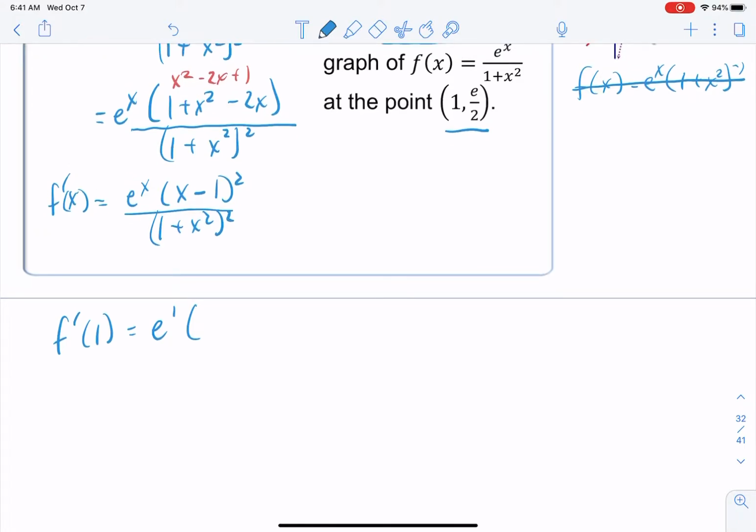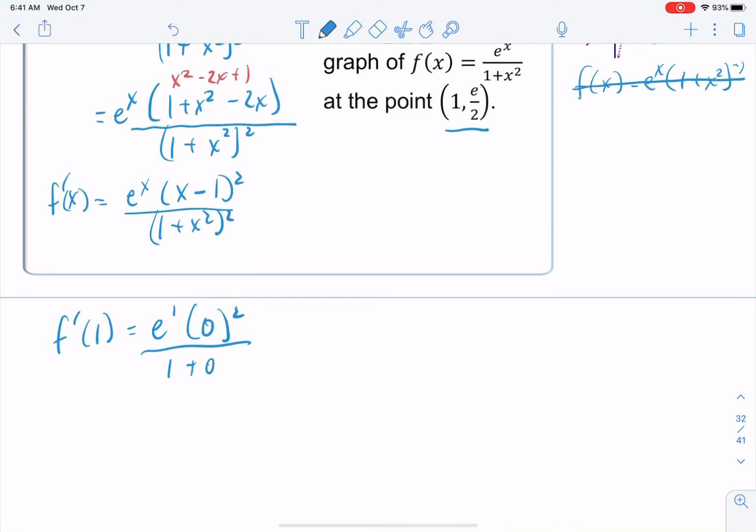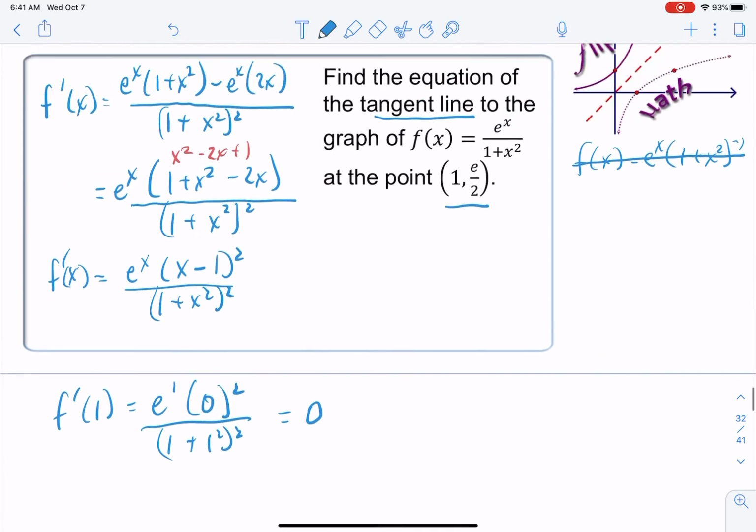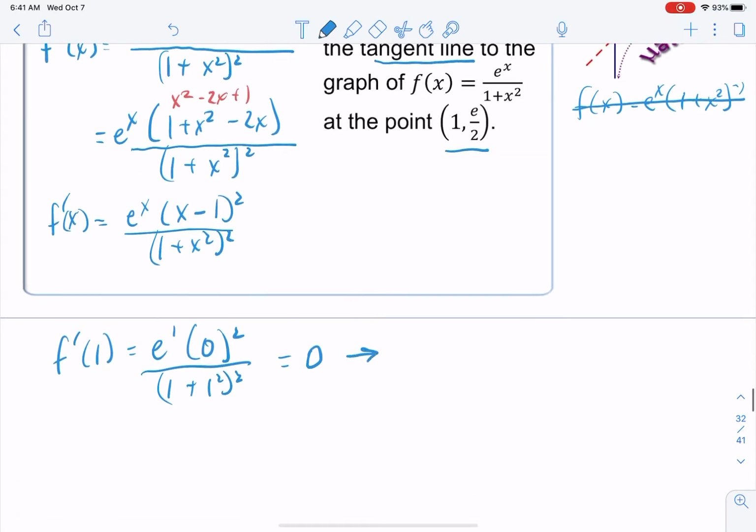Okay, so now plugging in 1 here. 1 minus 1, that gives me 0 squared over... Does it really matter what the bottom is? As long as it's not 0 also. 1 plus 1 squared pretty much is going to be just equal to 0. We did it again. We went through all of this work and we got another slope of 0. It's another horizontal tangent line.